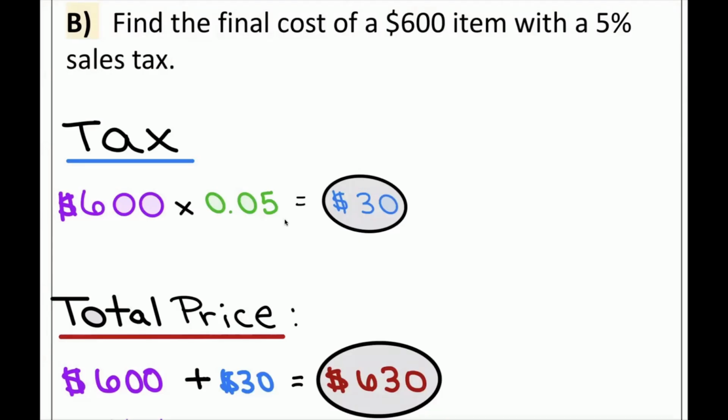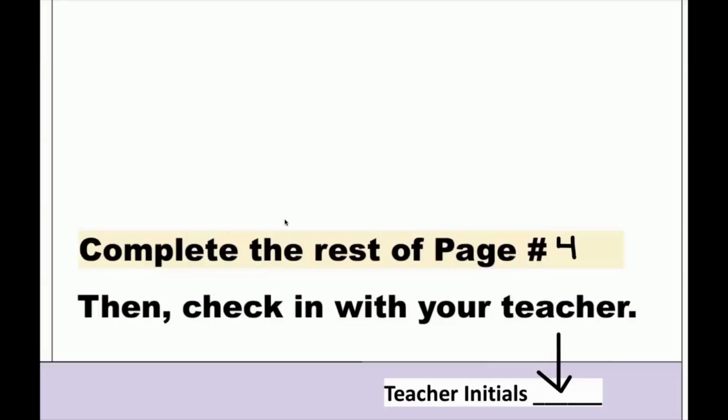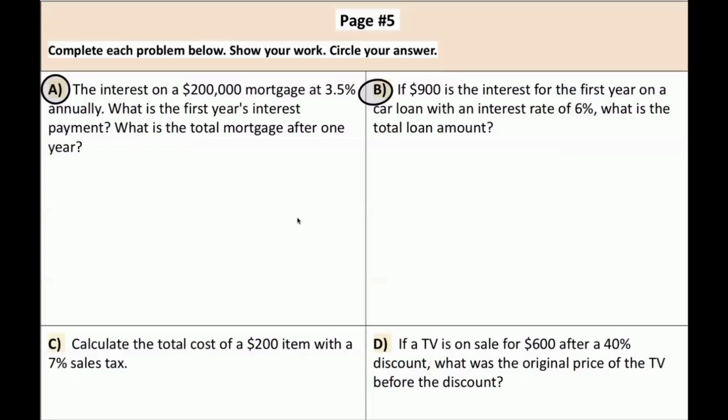So taxes you add on to your bill. Same thing with tip. Discounts you subtract from your original. Complete the rest of page 4, then check in with your teacher to get additional feedback. Complete examples A and B on page 5, then come back to the video to check your work.